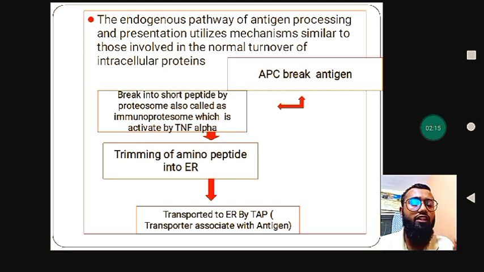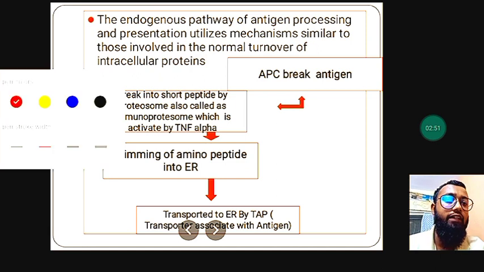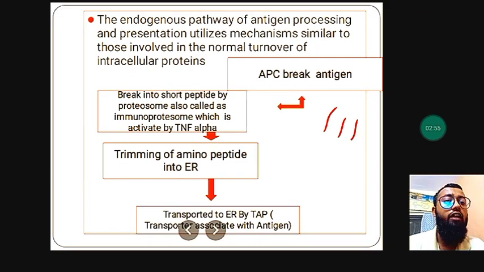The endogenous pathway of antigen processing and presentation utilizes one mechanism, students, which is an intracellular protein degradation mechanism. In this mechanism, the antigen presenting cell degrades the protein antigen into short peptides by a specialized cytosolic proteolytic system called the proteasome. This proteasome breaks the antigen into small fragments, and it is also called the immunoproteasome.